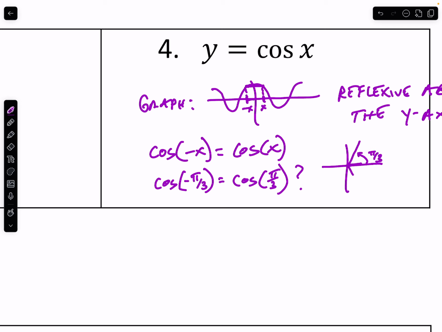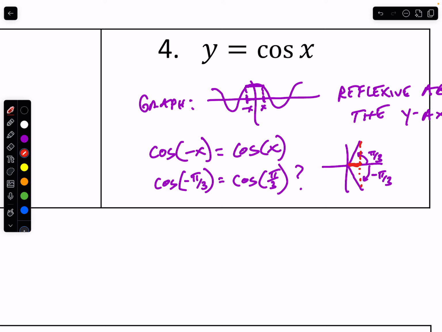Right? And then negative pi over 3 is this angle here. And you can see that the cosine value is this leg right here, not the dotted line, but the solid red line. So they both have the same cosine value. All right, and if you think about how this works, of course that makes sense.